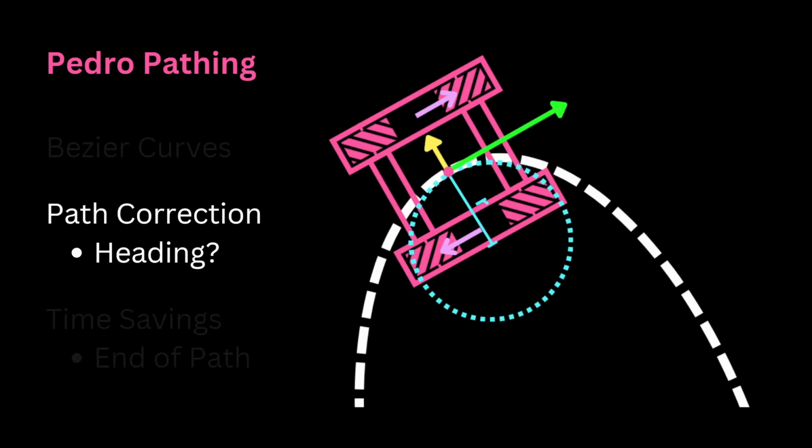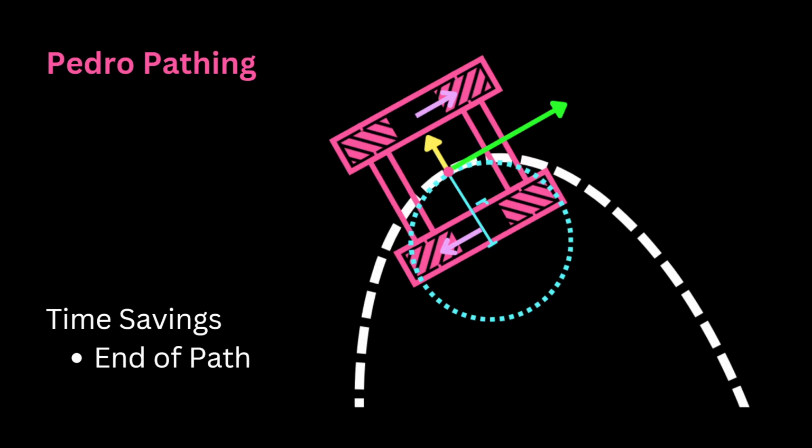This includes correcting our position and heading, which is something that Roadrunner is not capable of doing until the very end. Because it can correct throughout the entire path, this has time savings at the end of the path, because we don't have to spend time waiting for our robot to correct when it has been correcting throughout the entire path.